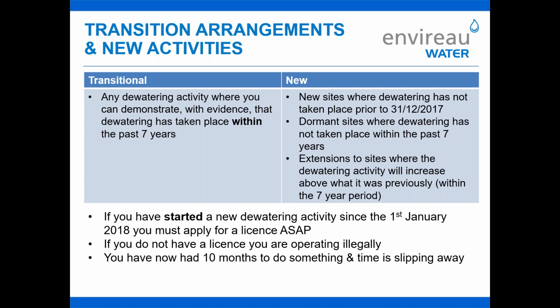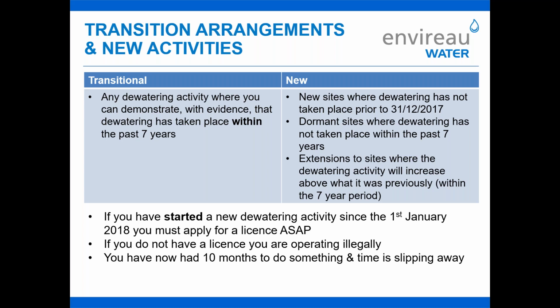Those two situations fall into two different routes for getting your abstraction license. If you were dewatering historically, then you fall into what are referred to as the transitional arrangements, and that is a slow start set of arrangements that gives you a period of time, which I'll come back to, to submit an application for a transfer license, and work through, and allows you to continue dewatering until you have that license determined.